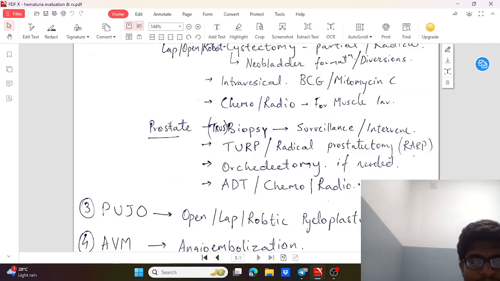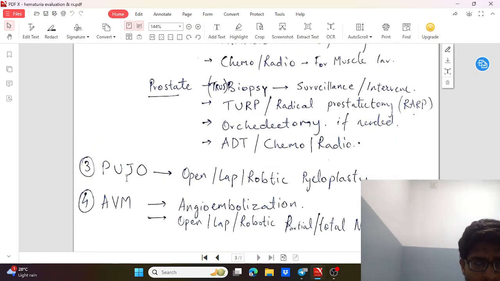Then coming to the prostate, hematuria could be due to infection or malignancy in the prostate. Here we go for TRUS guided biopsy, followed by surveillance or intervention. If we have to go for intervention, we go for either TURP for bladder outlet obstruction or radical prostatectomy, that is robotic mainly nowadays, or open depending on the scenario, orchidectomy if required, androgen deprivation therapy, chemo or radio as per need.